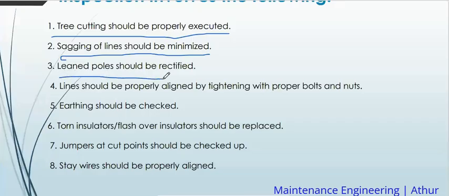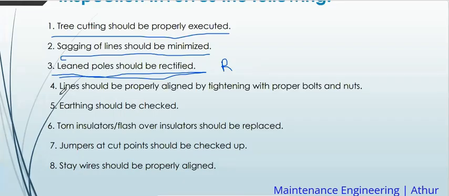Leaned poles should be rectified. There are poles that lean, maybe because of environmental factors, rain. You should report, they come and rectify them. Rectifying a leaning pole, I think they call it pole replumbing. You can search about it. It is also an activity that we do during maintenance.